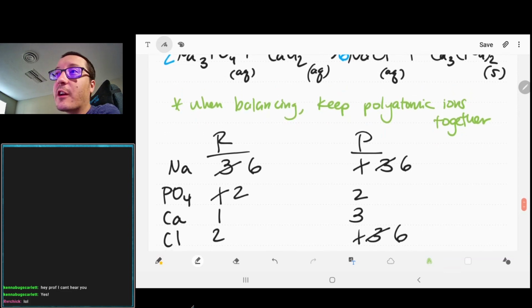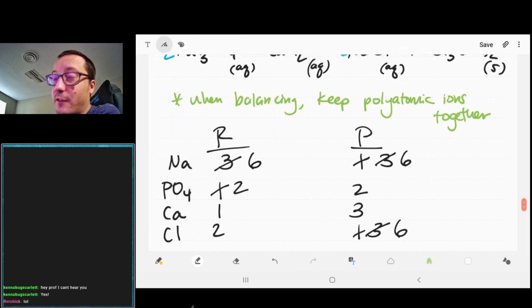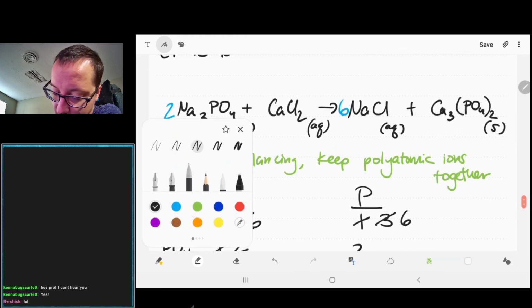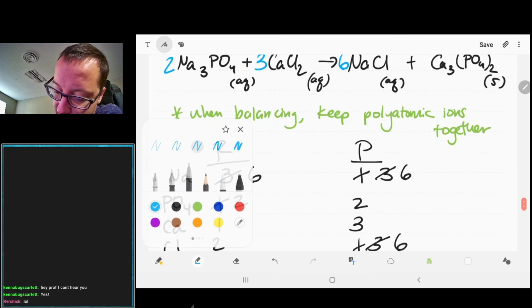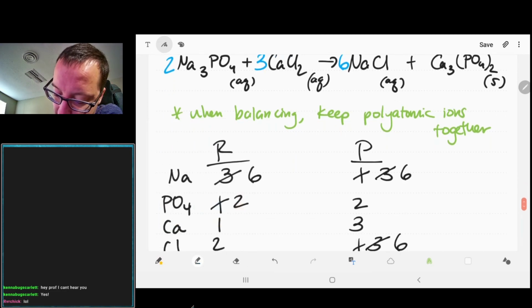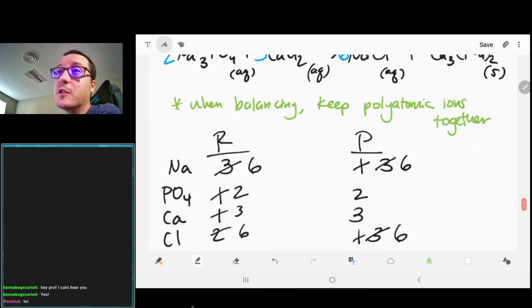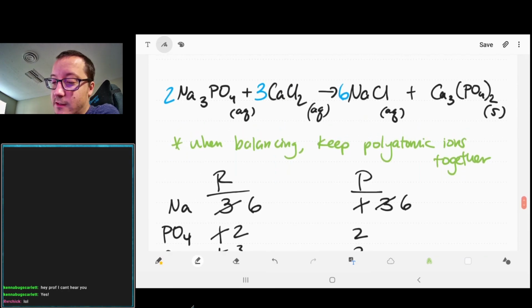And then if we look at our calciums, it looks like we have 1 on the left, 3 on the right. So let's go ahead and put a 3 here. That'll bring our calciums up to 3. And that'll also bring our chlorines up to 6, which is what we wanted anyway. And so now we can see everything is happily balanced out. So these are what are called reaction coefficients that we get from balancing this reaction.